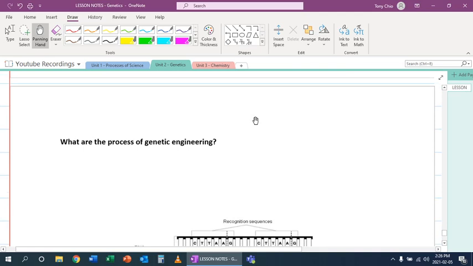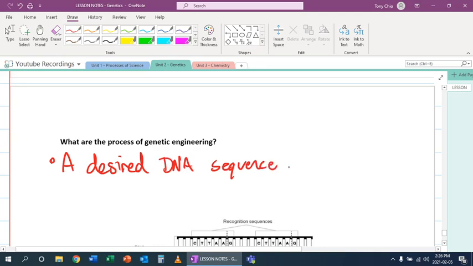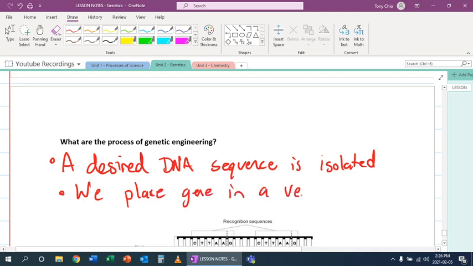So what is the process of genetic engineering then? What is going on? Well, the process again is a desired DNA sequence, which is our gene, is isolated. Then what happens is we place the gene in a vector. And this vector could be, for example, a virus, like CRISPR, or a pipette.